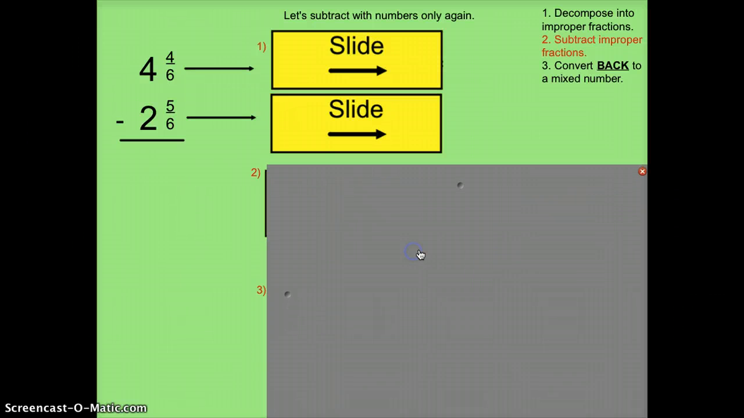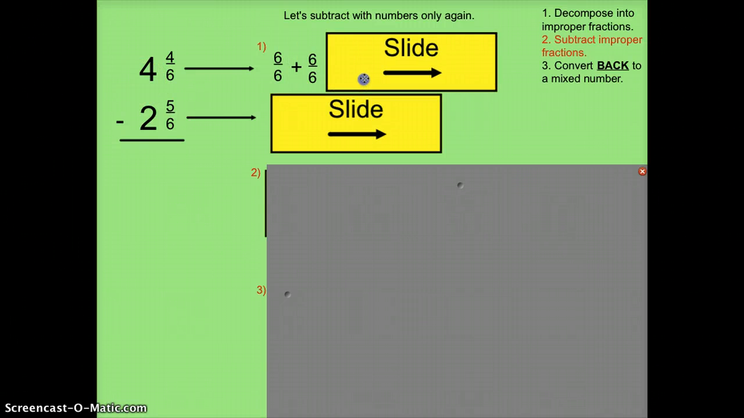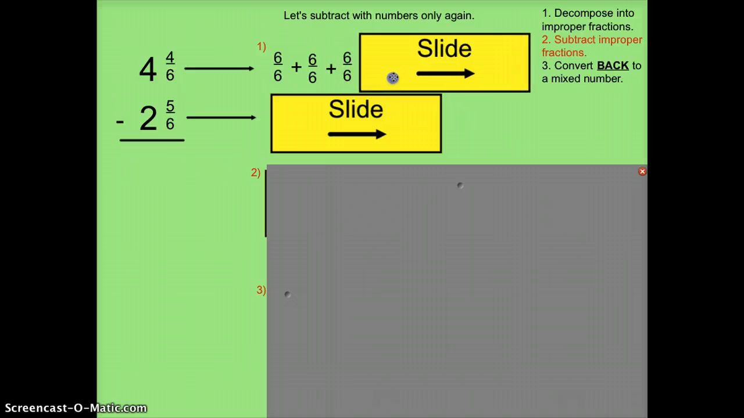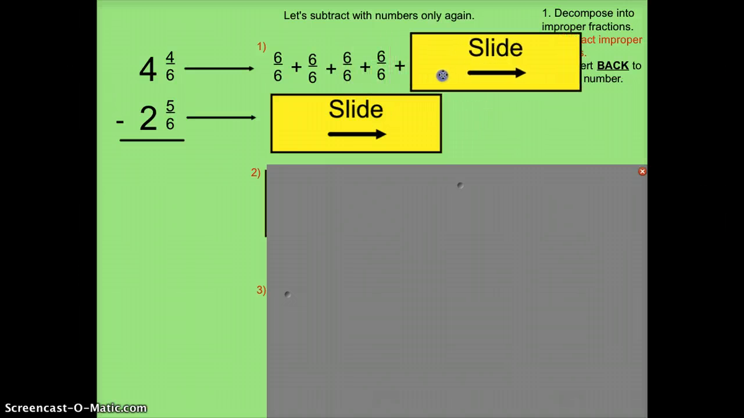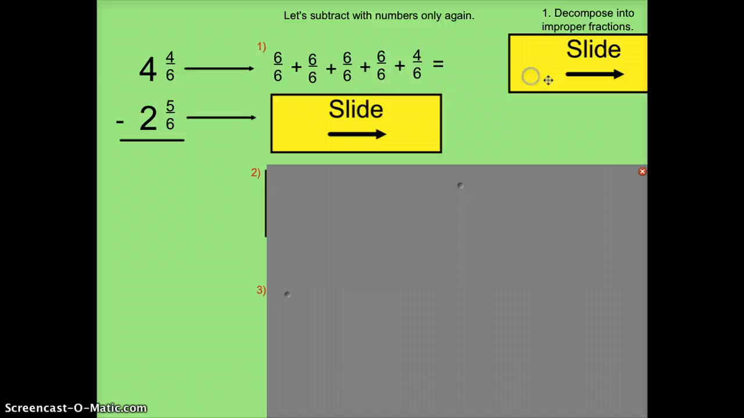We'll look at one more problem. 4/6 minus 5/6. I can't do that. I'm going to need to regroup. But in order to regroup, we'll have to decompose our numbers first. 6/6 is the size of a whole. There's going to be 4 of them. Once, twice, 3 times, 4 times, plus 4/6. 4 wholes here and 4/6.